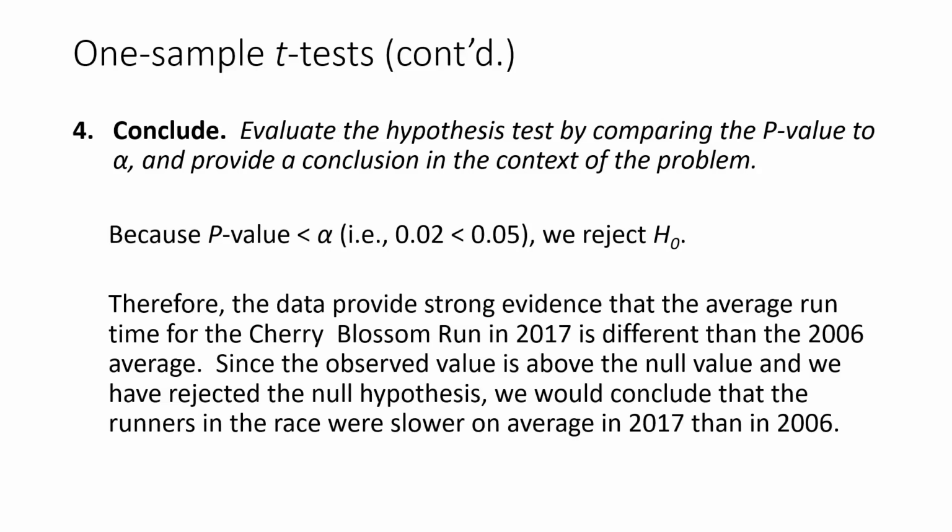Therefore, the data provides strong evidence that the average runtime for the Cherry Blossom run in 2017 is different than the 2006 average. Since the observed value is above the null value, and we have rejected the null hypothesis, we would also conclude that the runners in this race were slower on average in 2017 than they were in 2006. And that concludes this presentation.